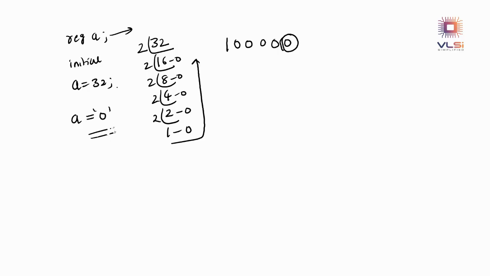So if you are giving a 32-bit integer value, it will be converted into binary, and whatever the LSB is, that will be stored in the reg a. Why? Because reg a is only one bit in size, so it can store only one bit of value. If you want to store multiple bits, we need to go for another data type, that is vectors.